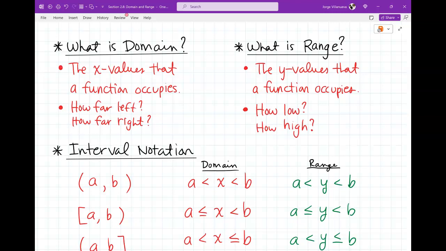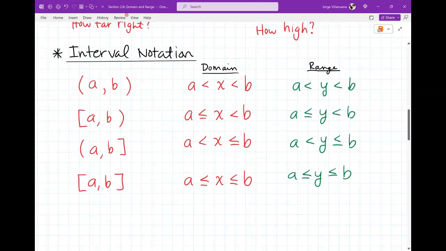But all right, so how low to how high? Now before we get into doing some problems, we have to talk about the notation, how you're expected to write this out. So this is interval notation.